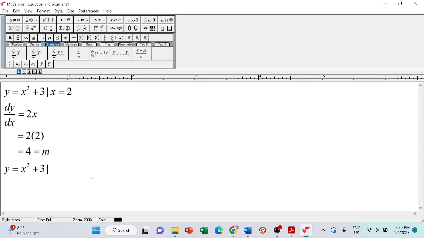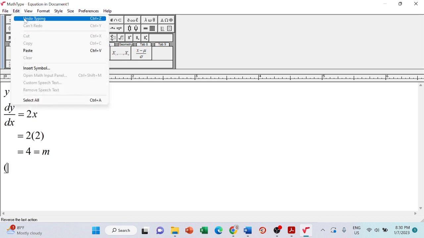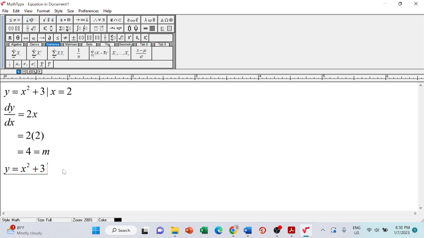Bila x kosong, y berapa? You tengok equation ni saja. Bila x kosong, y berapa? 3. Okay, x kosong, y 3. So that means madam ada satu coordinate. So madam letak dalam coordinate. X kosong adalah y 3. Okay? Boleh?